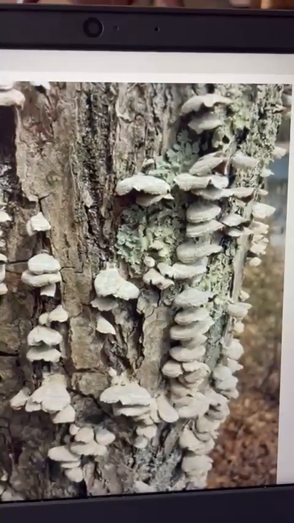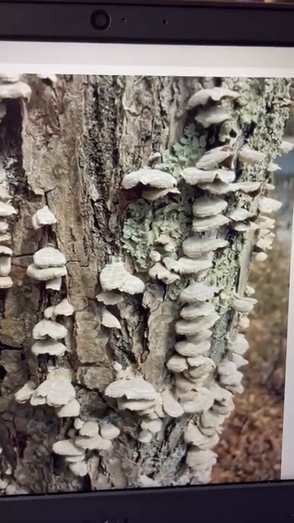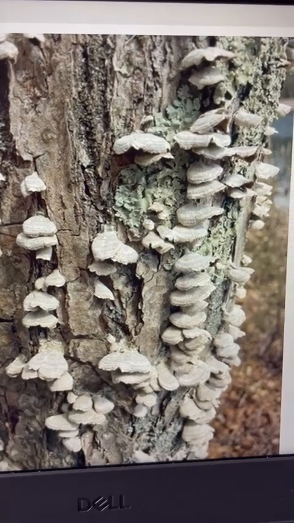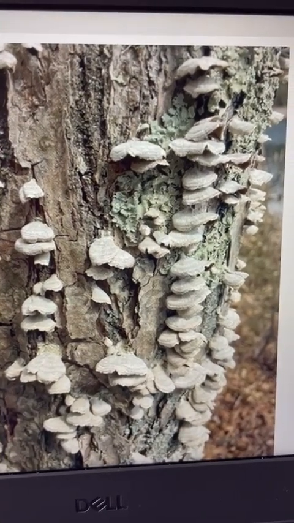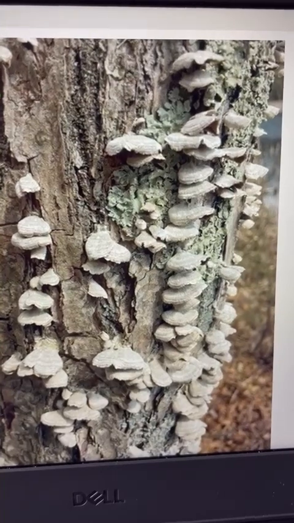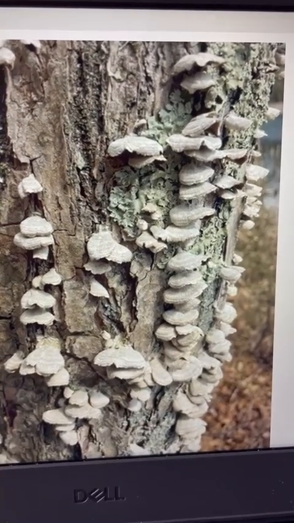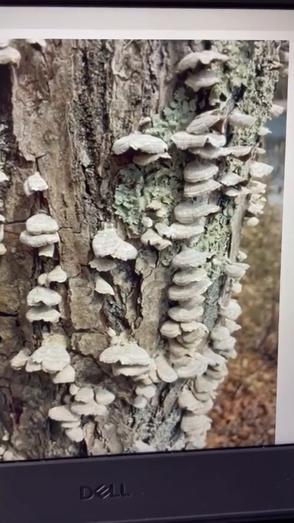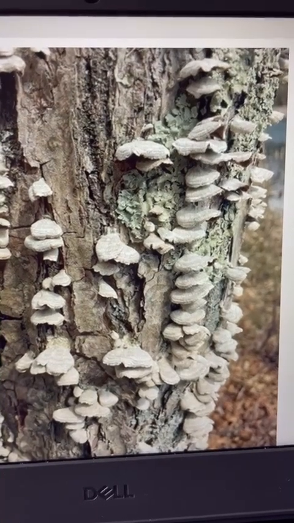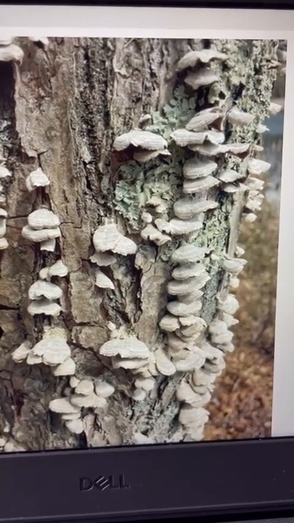Decay fungi, mushrooms on dead trees or on living trees. Saprophytes grow on dead tissue, parasites on live tissue, lots of different types of decay fungi. But if you see it on your trees as a potential problem, it means the wood is decaying. So it's just something to keep your eyes open for.